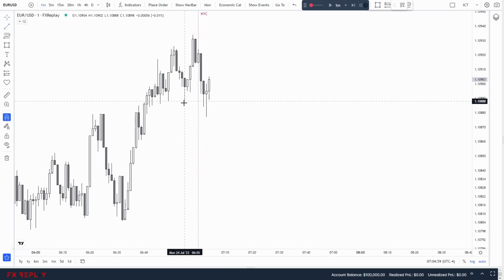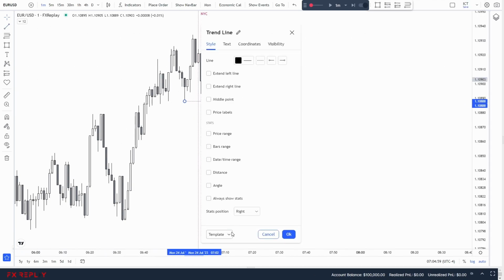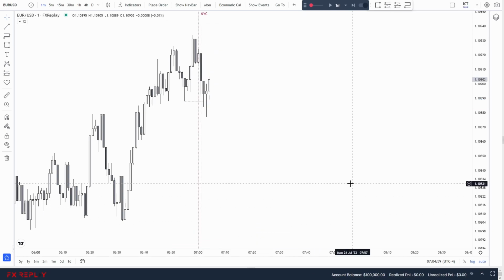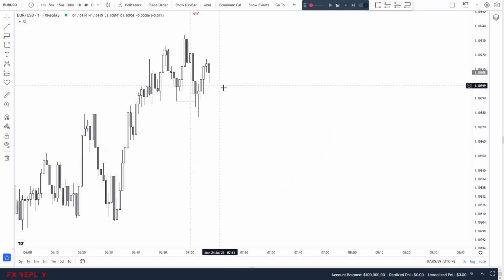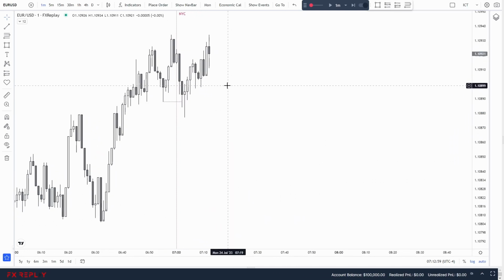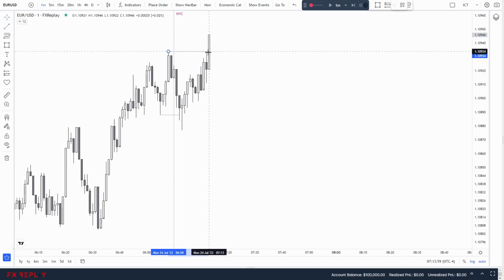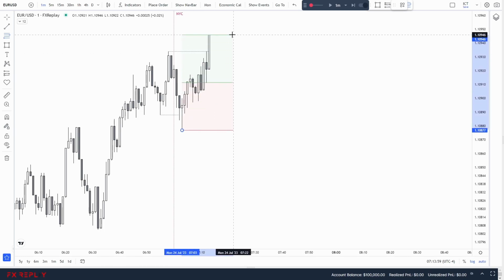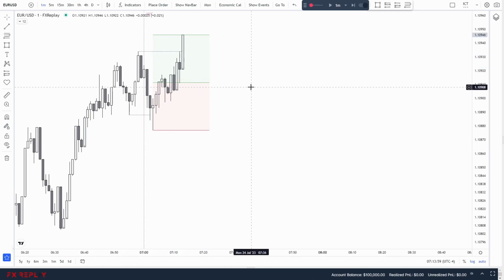Now it seems like we are taking out that low. I would count this as a sweep. The wicks are also confirming that. So we have our sweep, which is our first criteria that we need, a sweep of liquidity. Now we are waiting for a market structure shift, which we do indeed get. So what we could do right now is use our FIB tool to mark out the premium and discount zone.